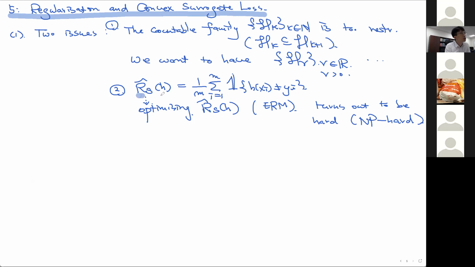Meanwhile, this empirical risk appears everywhere that we discussed so far, but it's a hard-to-optimize quantity. So what should we do about this? The issues are that our countable family is too restrictive and maybe not very efficient, and the empirical risk is hard to optimize. Regularization and convex surrogate loss are there to address these two issues. And then the idea of regularization is in some sense quite simple.